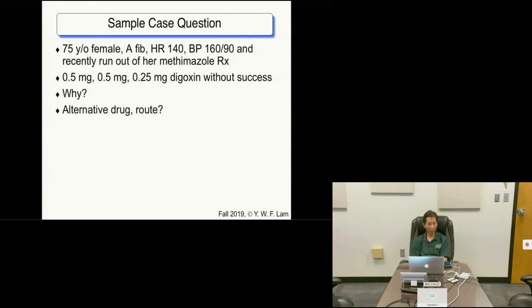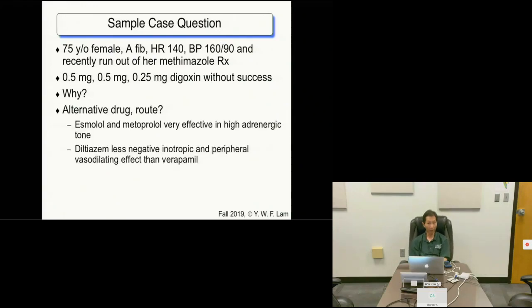And the alternative drug, as far as route, would be your esmolol or metoprolol or even propranolol, because they are very effective in patients who have high adrenergic tone, because after all, they are beta blockers. If we have to think about a calcium channel blocker, diltiazem has, compared to verapamil, less inotropic effect and less peripheral vasodilating effect than that of verapamil.